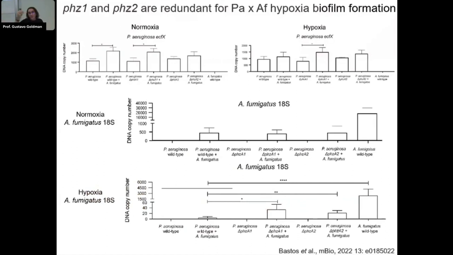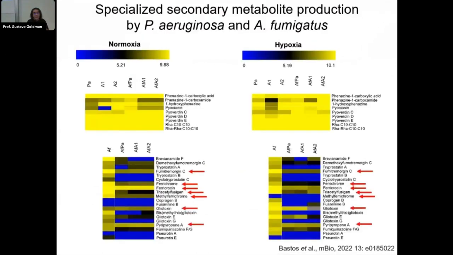Both operons are redundant. And the same thing happens when we look for the secondary metabolite production. Here you see the mutants alone, the wild type, and we measure all the metabolites present from Pseudomonas and all the metabolites present from fumigatus. And that here starts the trouble, because it's a very redundant system.